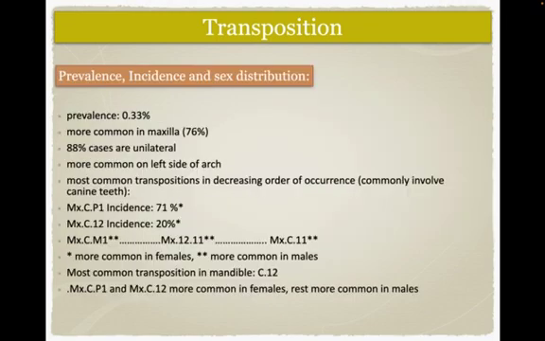Now, the prevalence is not that much, it's 0.33%. However, it's more common in the maxilla. 88% is unilateral. It's more common in the left side compared to the right side. And the most common one is in the maxilla, where the canine takes the place of the first premolar. That's 71% of the cases, while the second most common one is when the maxillary canine takes the place of the lateral incisors.